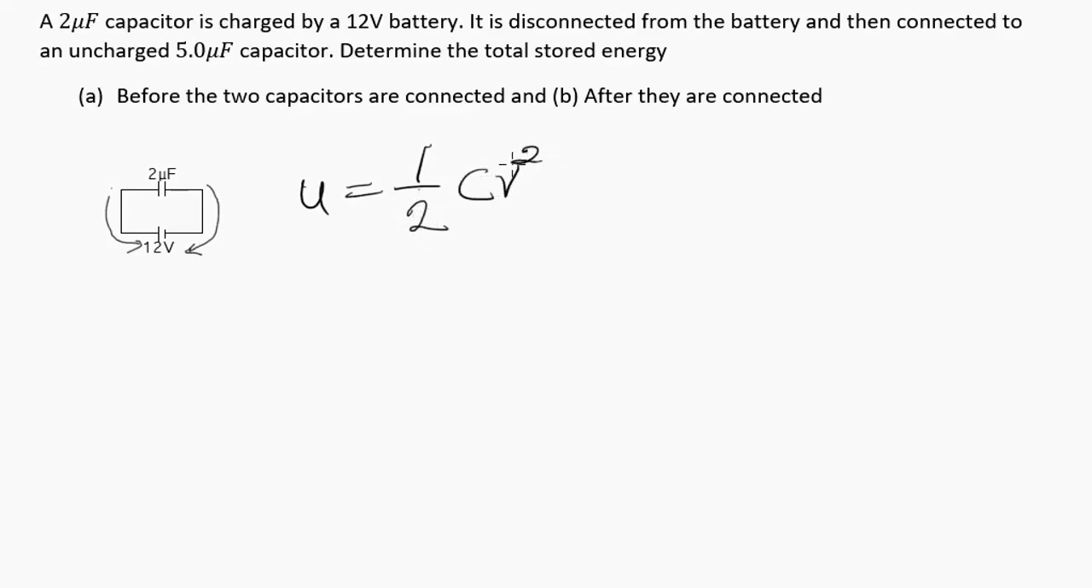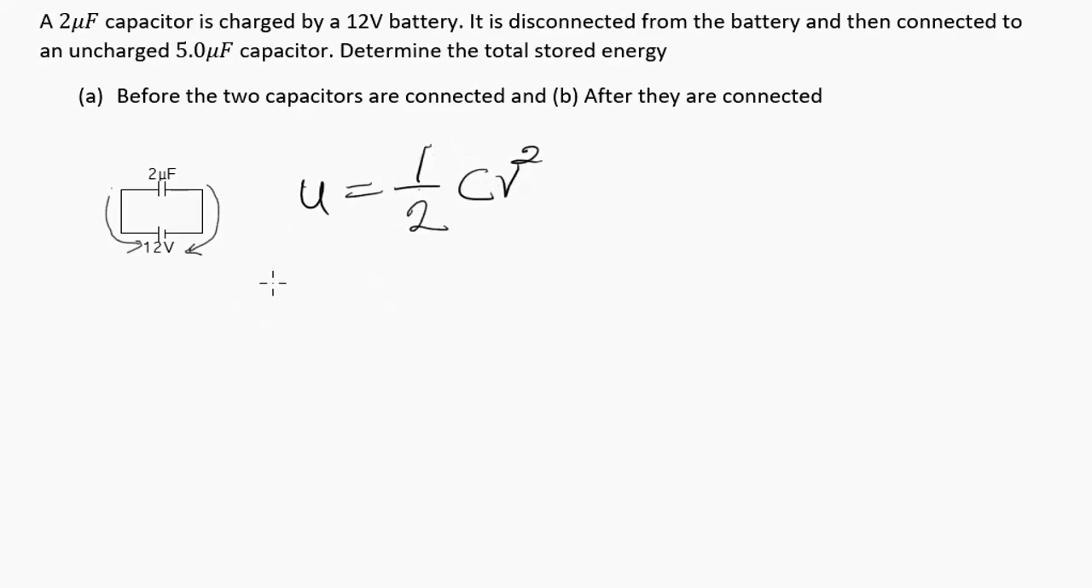CV squared. Now, this is because with this, we realize that the energy stored in this will be a function of the potential difference across it, because it is directly connected to a battery cell here. So we are not going to use half Q squared over C here, rather we'll use half CV squared.